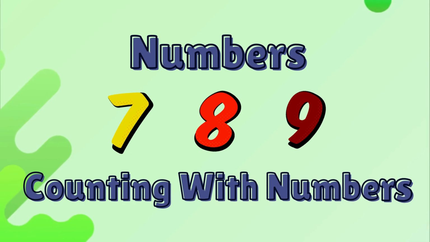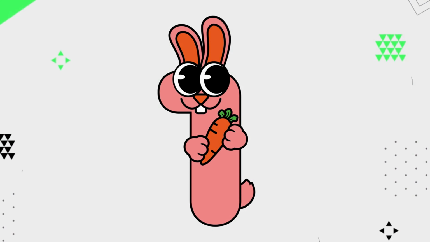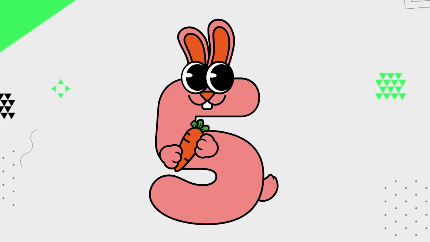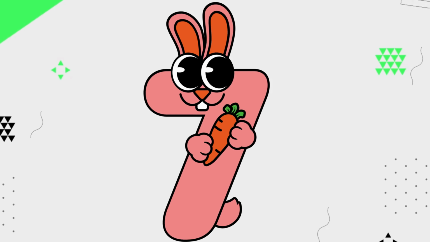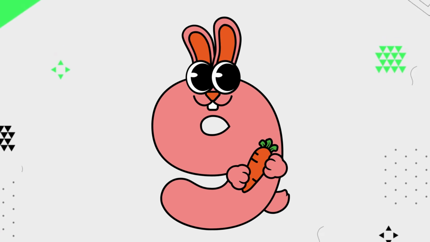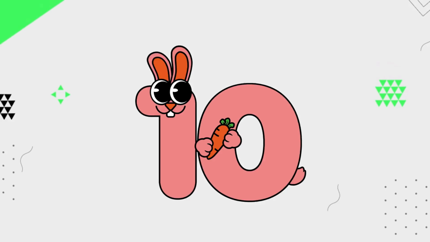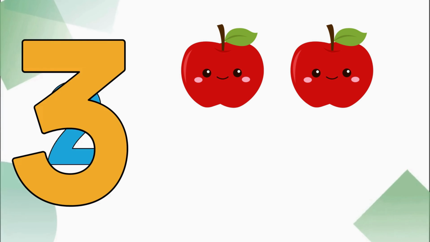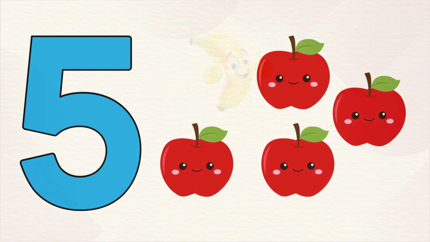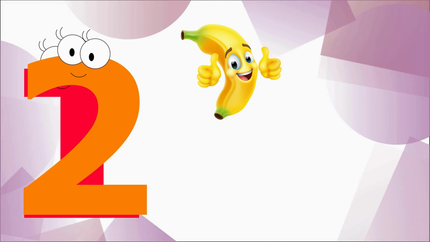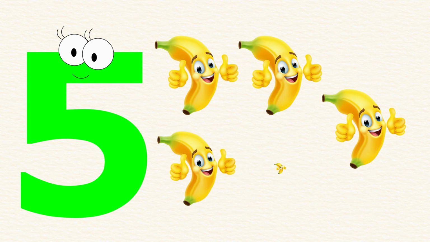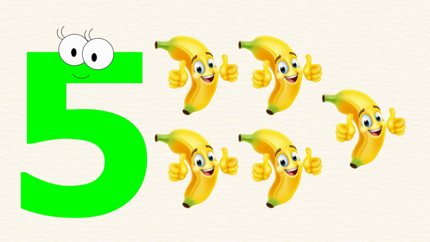The numbers, counting with 1, 2, 3, 4, 5, 6, 7, 8, 9, 10. Let's count. 1 apple, 2 apples, 3 apples, 4 apples, 5 apples. 1 banana, 2 bananas, 3 bananas, 4 bananas, 5 bananas.